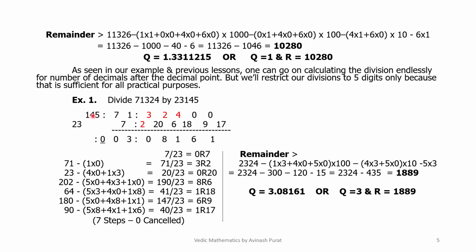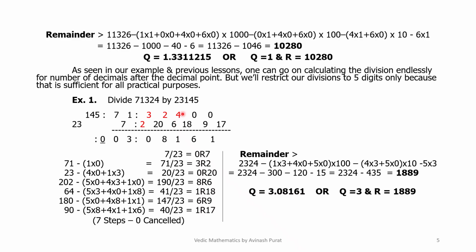23 minus 4 into 0 plus 1 into 3 equal to 20, divided by 23, the quotient is 0 and the remainder is 20. So 202 is the next dividend, minus 5 into 0 plus 4 into 3 plus 1 into 0, that is equal to 190, divided by 23, that is equal to 8 is the quotient, and the remainder is 6.